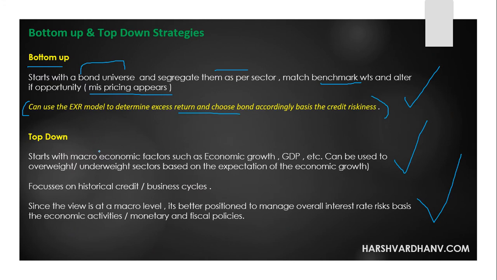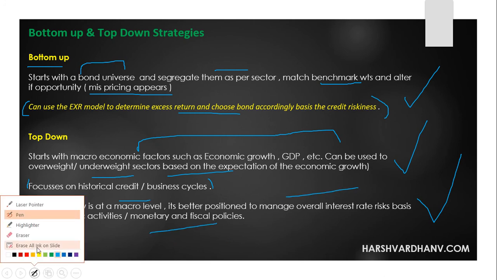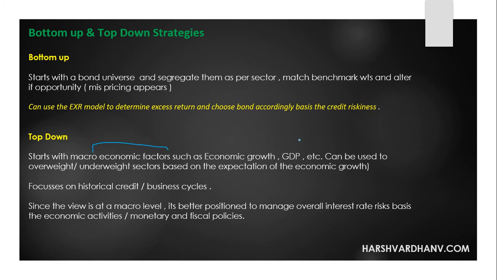In the top-down approach, you start with the macroeconomic factors such as economic growth, GDP, etc. This can be used to overweight and underweight sectors based on the expectation. The focus is on the business cycle. Since the view is at the macro level, it is better positioned to manage overall interest rate risk. So let us understand this in very, very simple terms. Start with macroeconomic factors, which can be used to overweight and underweight sectors.